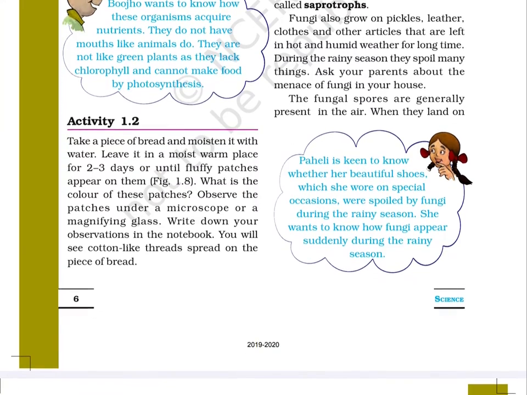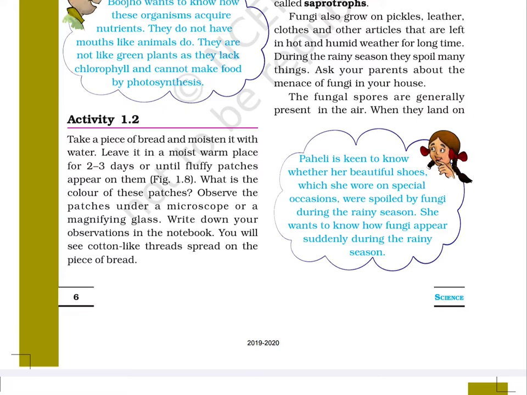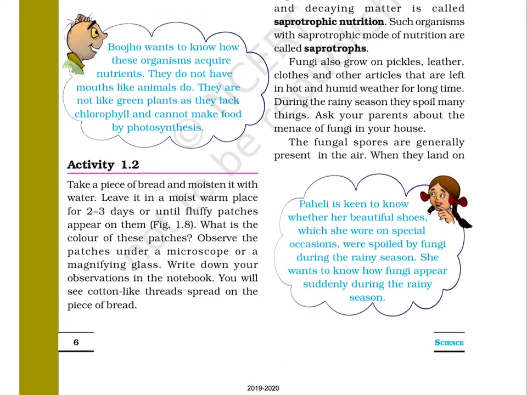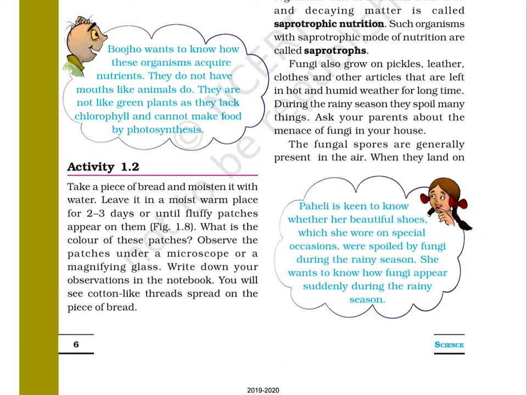Activity 1.2. Take a piece of bread and moisten it with water. Leave it in a moist, warm place for 2 to 3 days or until fluffy patches appear on them. We can observe this in figure 1.8. What is the color of these patches? Observe the patches under a microscope or a magnifying glass. Write down your observations in the notebook. You will observe cotton-like threads spread on the piece of bread.